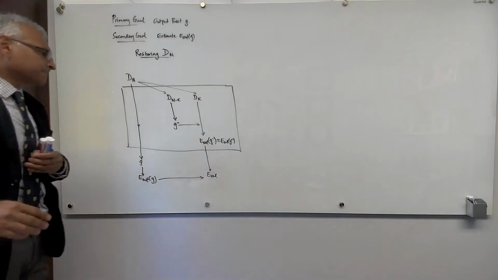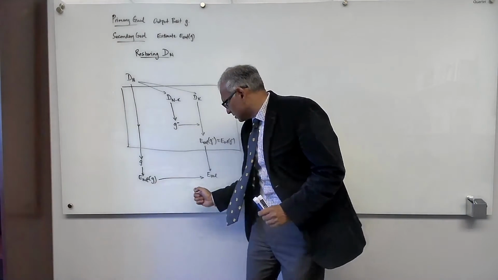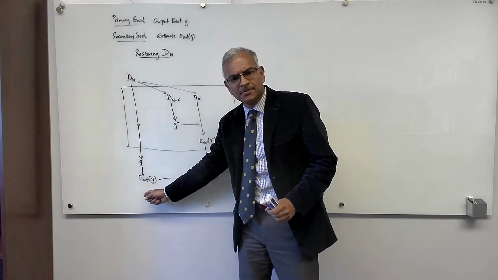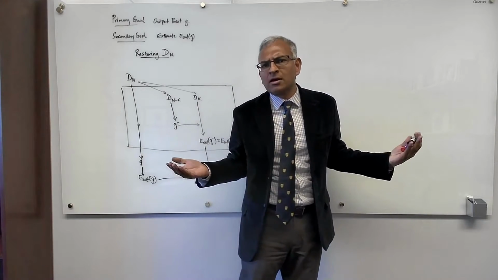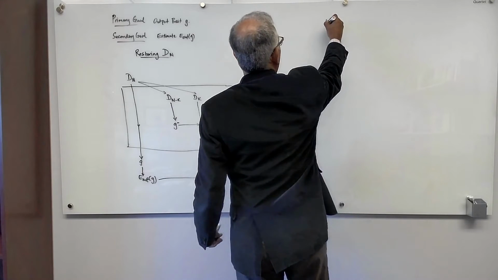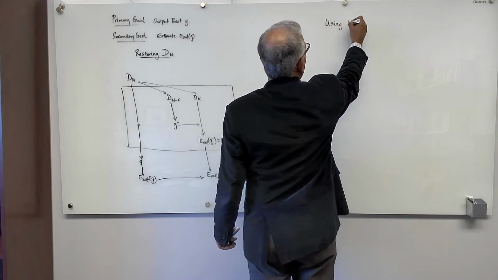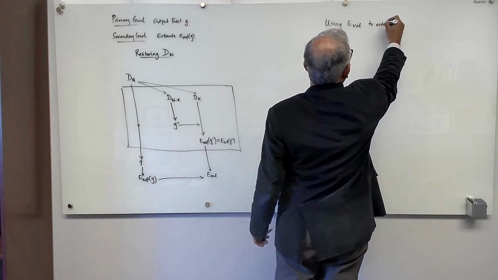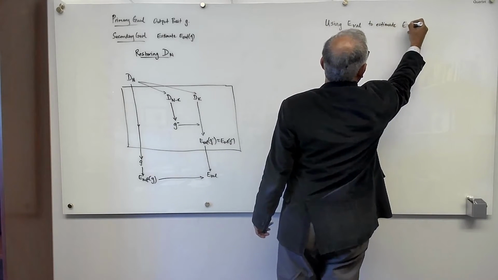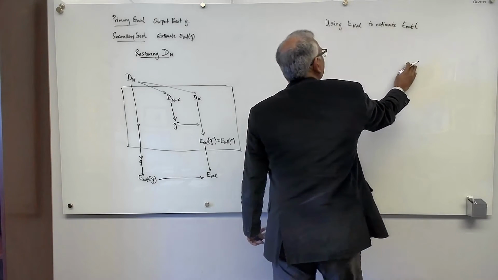So using E_val to estimate E_out. Let's analyze that a little bit, and let's first see also what are our alternatives. So using E_val to estimate E_out of g.